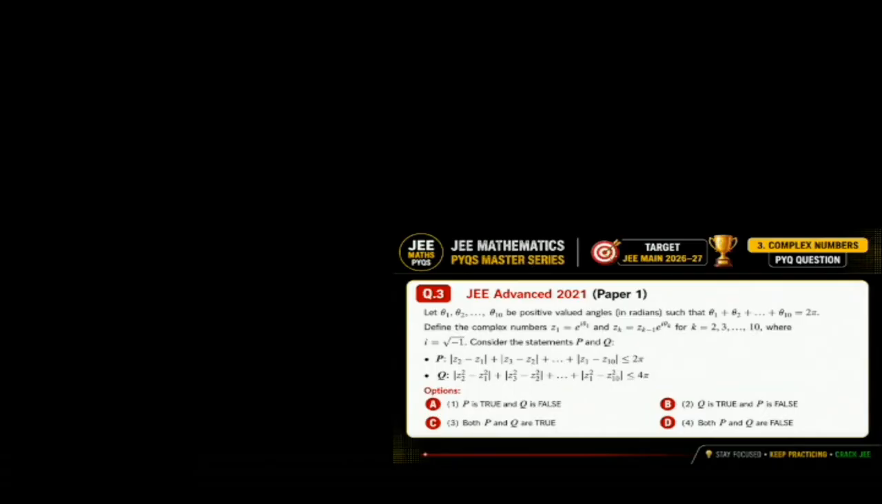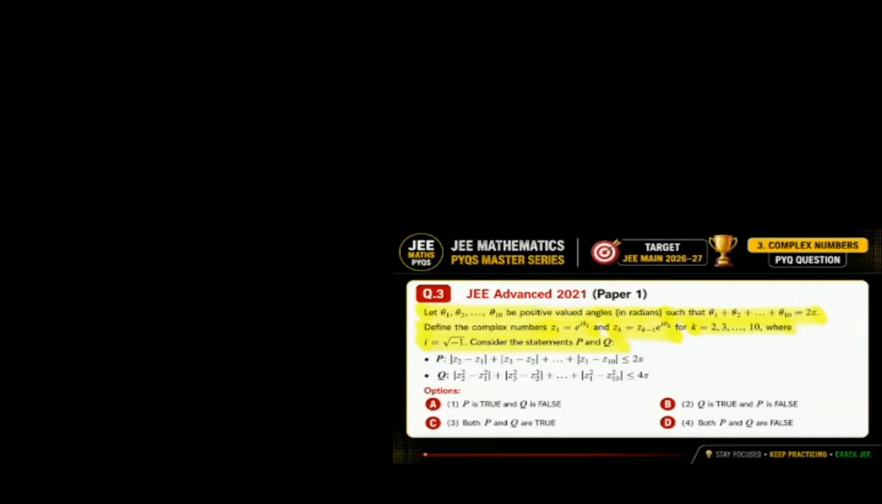We are given 10 positive angles theta 1, theta 2, and so forth, theta 10, such that theta 1 plus theta 2 plus and so forth, theta 10 is 2 pi. The complex numbers are defined as z1 equals e^(i theta 1) and zk equals z(k minus 1) times e^(i theta k) for k equals 2, 3, etc., up to 10. We have to determine whether statements P and Q are true. Let us understand what the definition means.